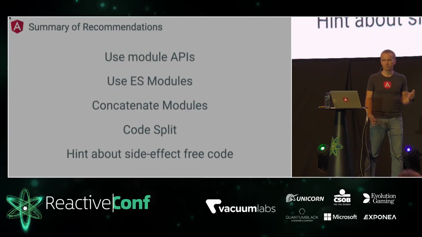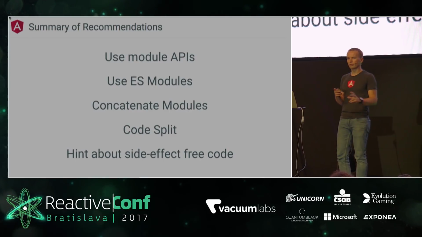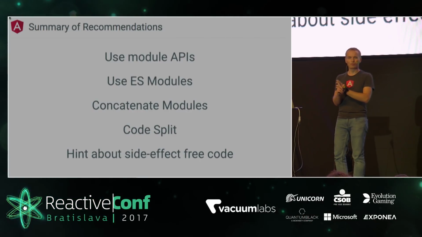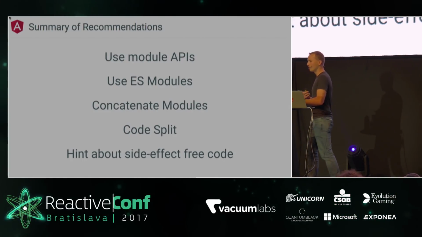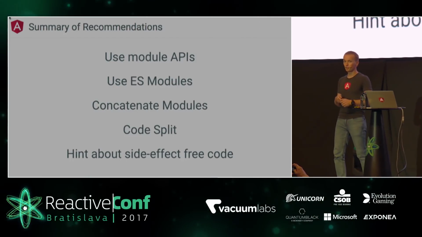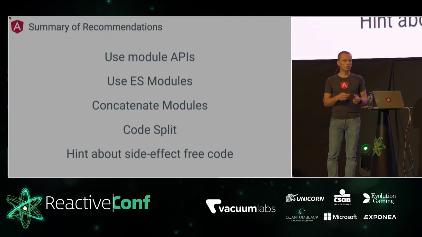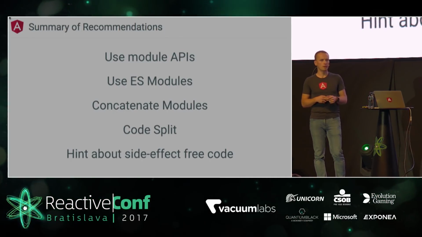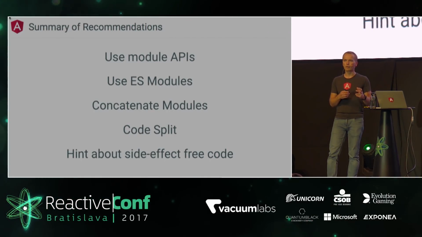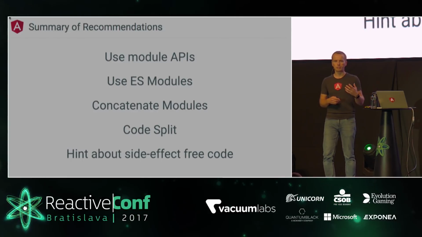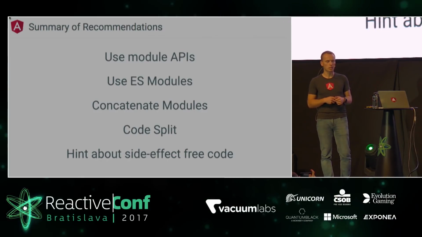So, a summary of the recommendations: use modularized APIs. Use ES modules throughout. I wish somebody would write a plugin that would make it more obvious when you're not doing it. This is something that you can help with. Turn on module concatenation. There should be a warning if you're not doing it, but it's not the case today. Use code splitting to defer code that you don't need for the rendering of the initial screen. And the last one is, if you have code that Uglify cannot remove because it might contain side effects, and you know that it doesn't, use the hints to tell Uglify that it can be removed.